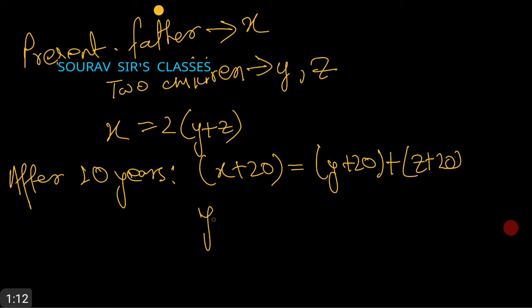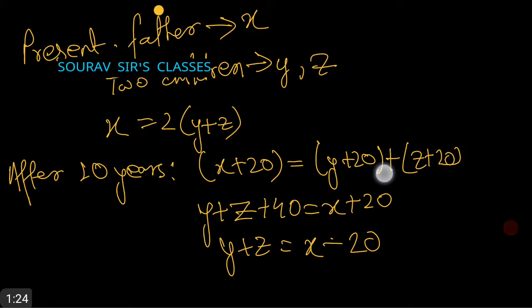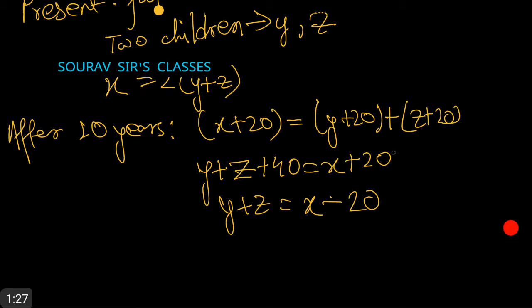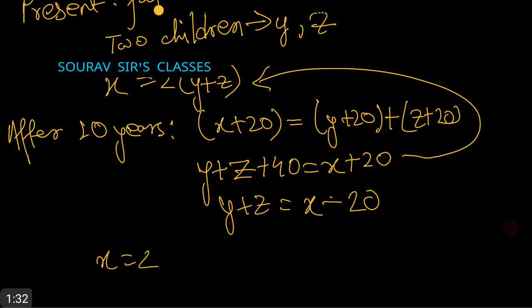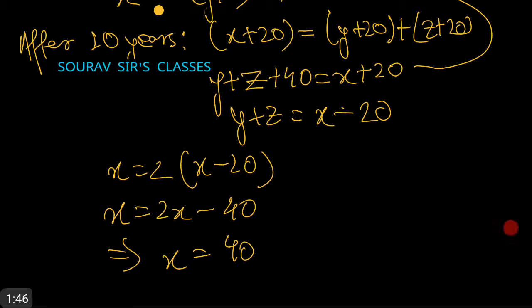Upon solution, we have y plus z plus 40 equals x plus 20, that is y plus z equals x minus 20. Now putting the value of y plus z in the first equation, we have x equals 2 into (x minus 20), that is x equals 2x minus 40, or x equals 40, and that is our answer. That is, the father's age is 40.